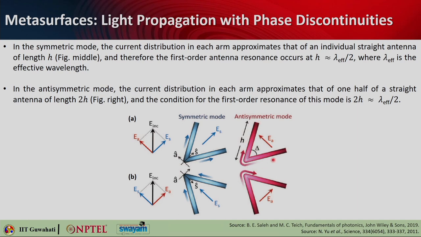Whereas, when you go for the antisymmetric mode, this is the direction of the electric field. It is along this A axis. You can see the current distribution is in the entire arm. So, in that case, the total length is 2h and that is equal to lambda effective by 2. You can also say that the current distribution in each arm approximates that of one half of a straight antenna of length 2h. So, here the overall antenna length is 2h and the condition is basically 2h equals lambda by 2. So, this is how the symmetric and antisymmetric modes operate differently.